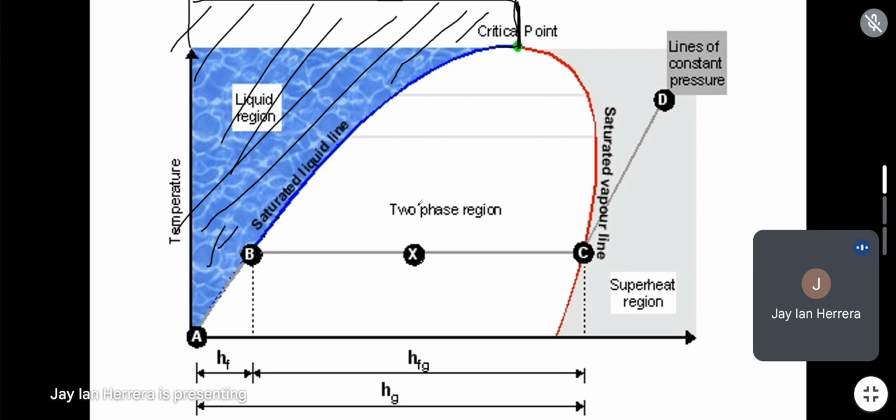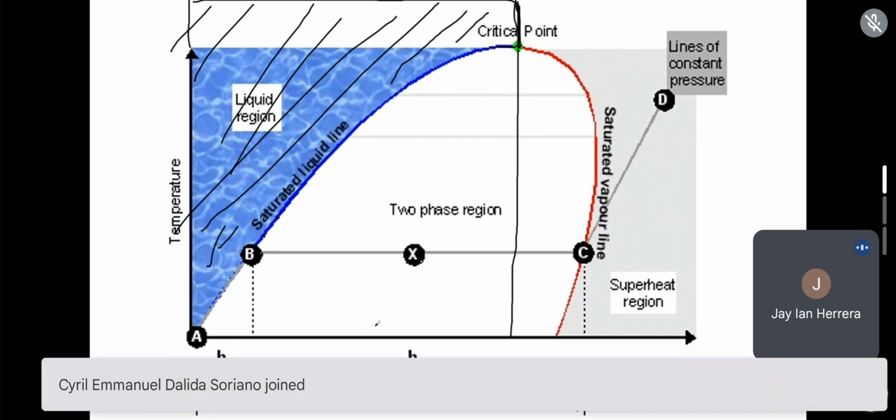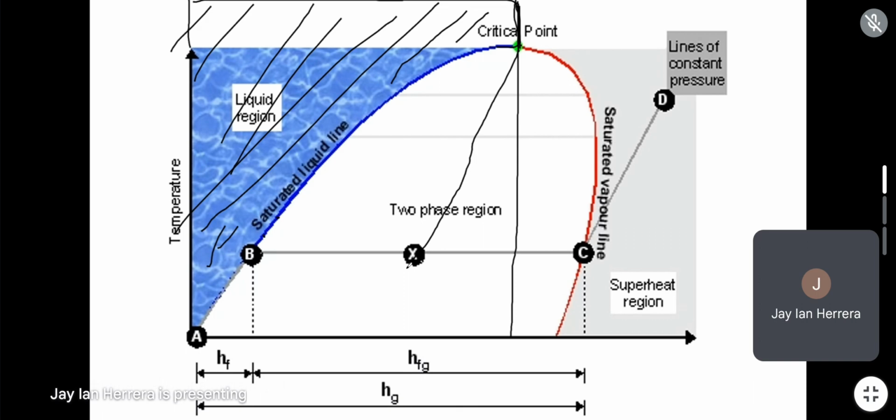Okay, next is our two-phase region. Ayan. Let's draw another line here. So sa two-phase region naman, hindi curve pala to. Dapat pala dito eh. Sa two-phase region, this is a mixture of both vapor and then water.